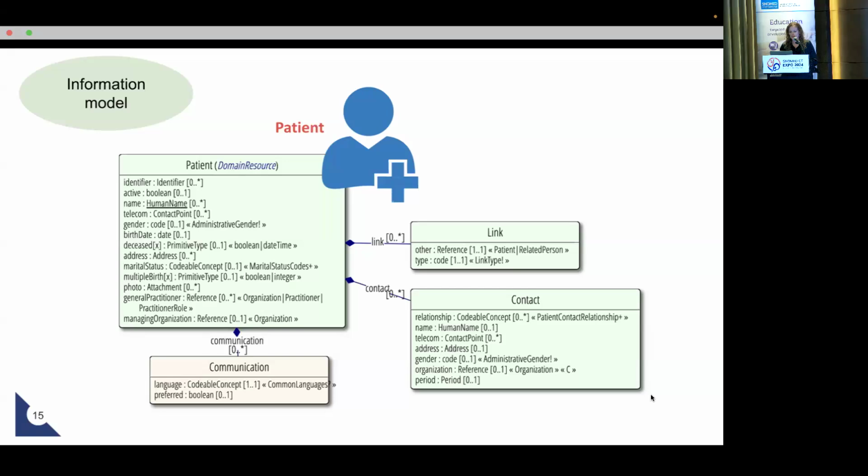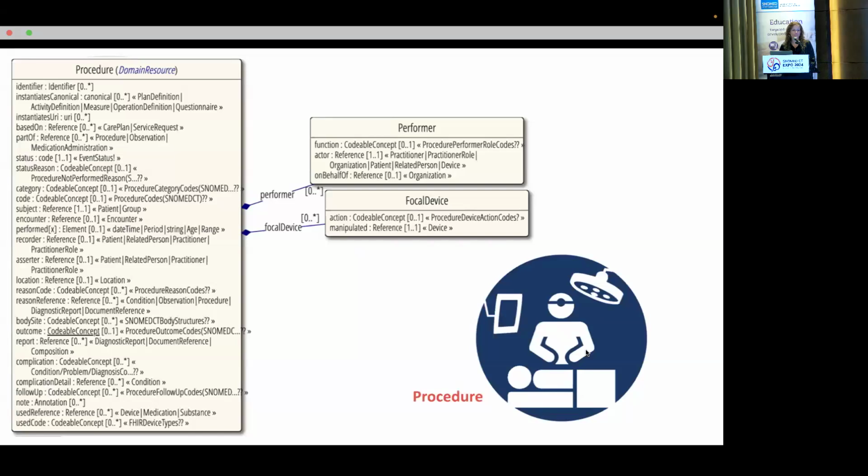Another resource is the procedure resource, where you can see that, and this is a larger resource, there are more things here that could be relevant to capture in and around a procedure, such as the reason for the procedure, what was the actual procedure, is there any complication, or what encounter is it a part of? And you can see it's linked to another resource that is the performer or the device. So there are very many different attributes or elements that are important that are represented in the FHIR model for procedure.